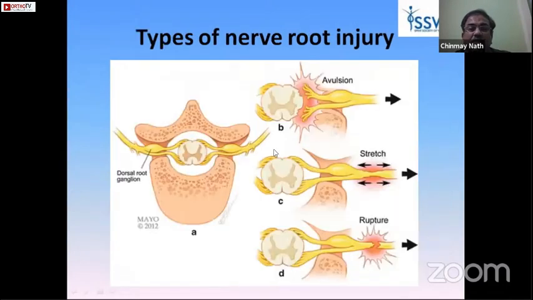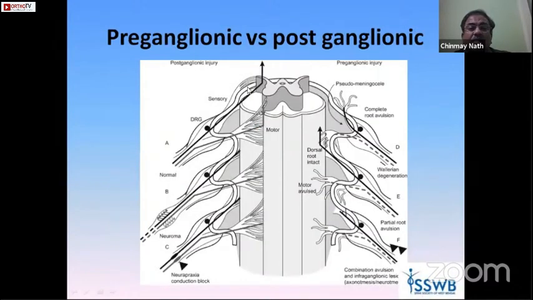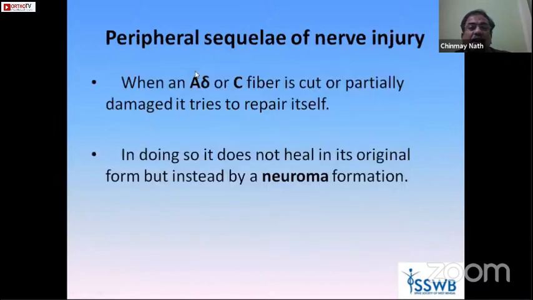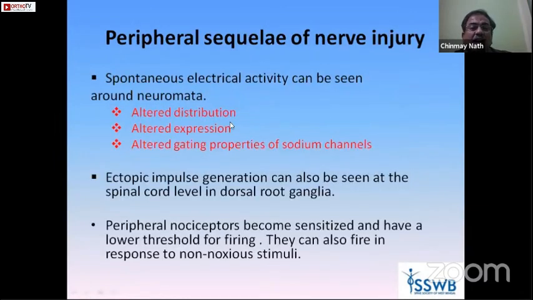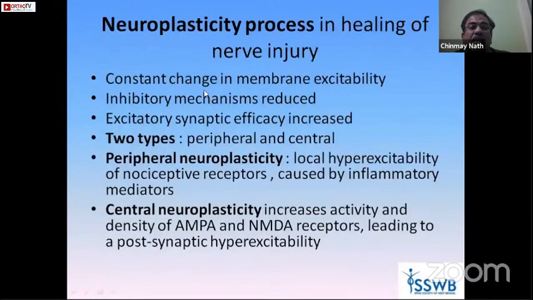And nerve root injury may be avulsion, stretch, and rupture, and it may be preganglionic or postganglionic. This is a cascade of nerve root injury, and there are peripheral sequelae. And there are altered distribution, altered expression, and altered gating properties of sodium channels in case of nerve injury. Then there is another phenomenon called neuroplasticity, which happens after nerve injury and causes neuropathic pain.